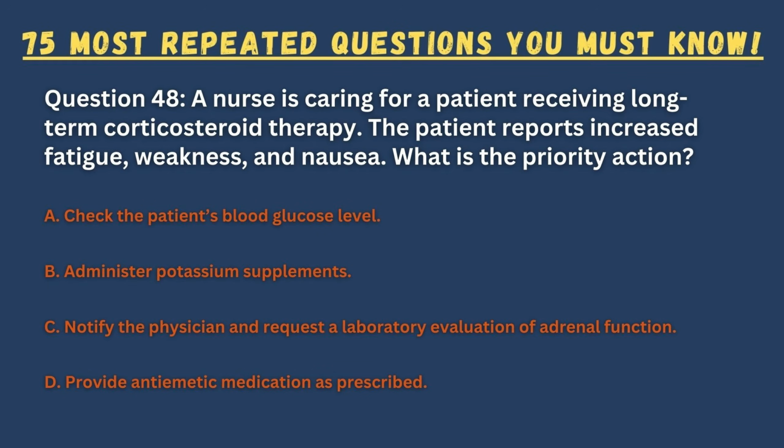Question 48. A nurse is caring for a patient receiving long-term corticosteroid therapy. The patient reports increased fatigue, weakness, and nausea. What is the priority action? A. Check the patient's blood glucose level. B. Administer potassium supplements. C. Notify the physician and request a laboratory evaluation of adrenal function. D. Provide antiemetic medication as prescribed.